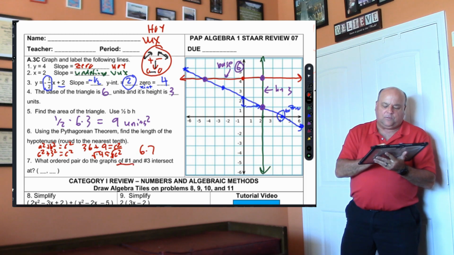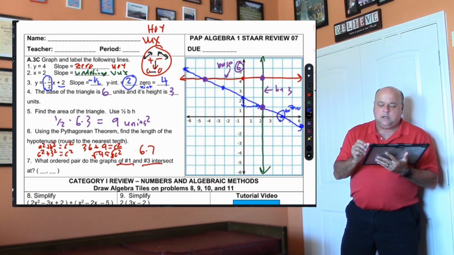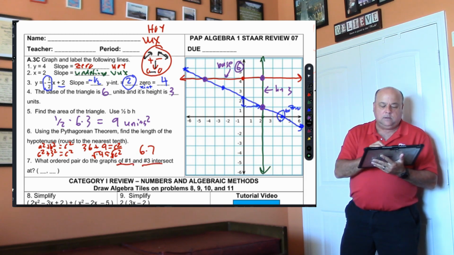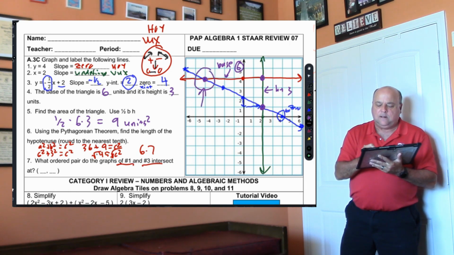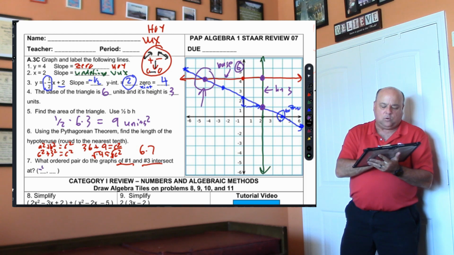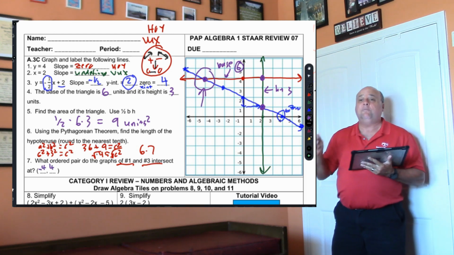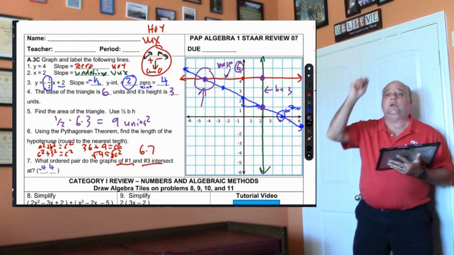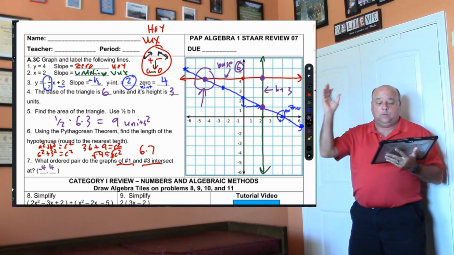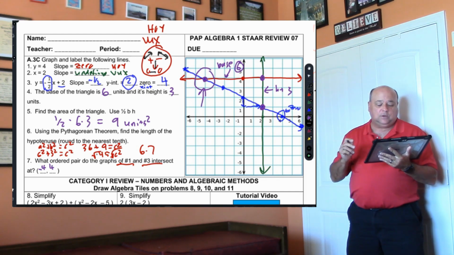And on this one, we want the intersection of 1 and 3. So line 1 is the red one, and line 3 is the blue one. They intersect right here. That's going to be what, -4, 4? So I went left 4, up 4 to get to that intersection. That's what our next unit will be about. We'll be finding the intersection of the two lines.